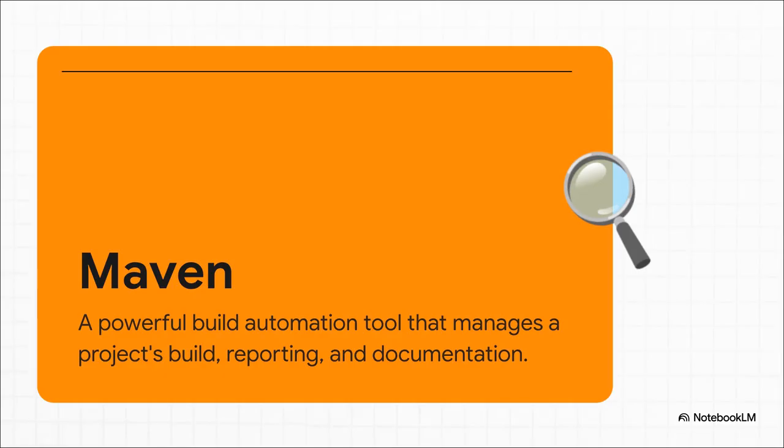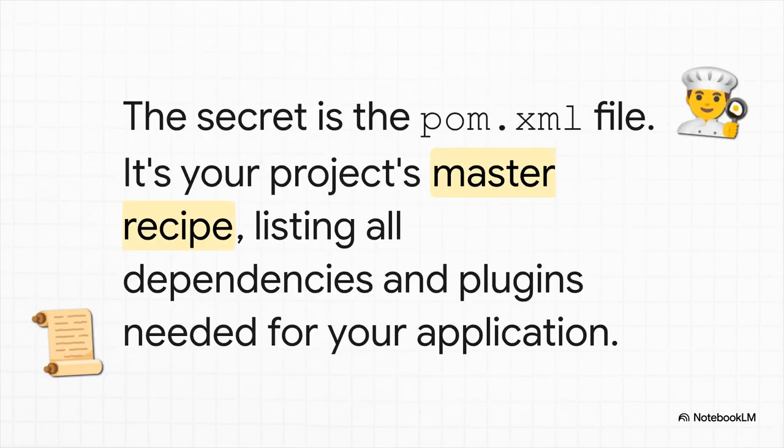So what exactly is Maven? Honestly, the best way to think of it is as your project's general contractor. It manages the whole build. It knows how to compile your code, how to run your tests, and it keeps track of all the other libraries your project needs to work. And it does all of this from one central document. And this right here is that file, the POM XML. This is the secret sauce.